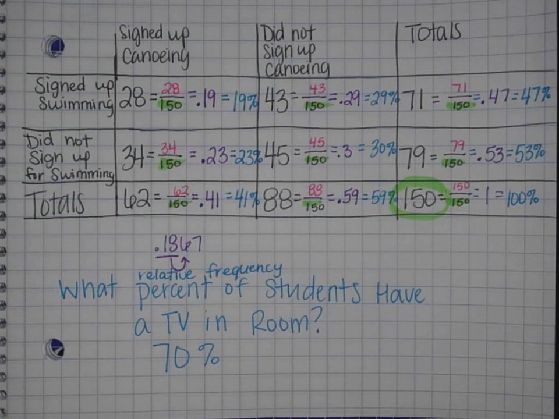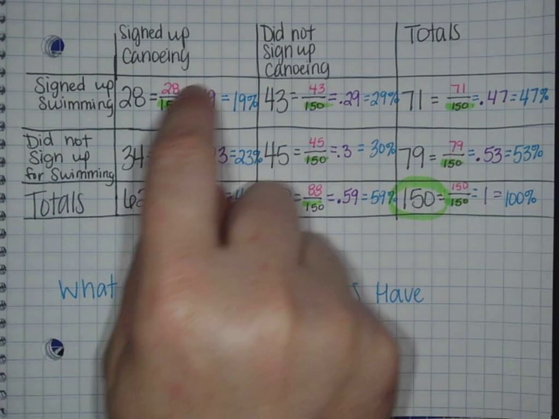Okay, so that is relative frequencies, or finding the percent of these tables.